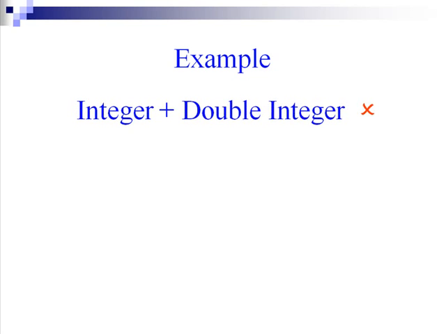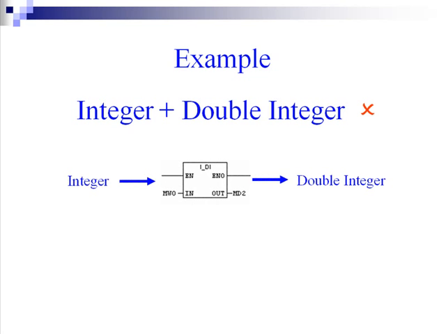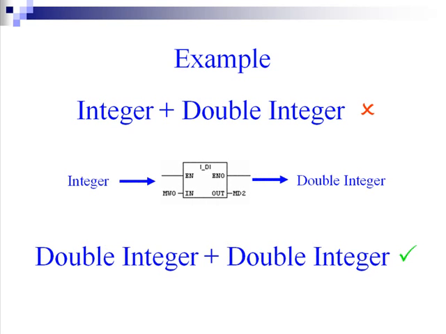First, assume that I need to add together two values. One is an integer, and the other is a double integer. Because there is no way to convert the double integer to an integer, I am forced to deal with both numbers as double integers. So, I would first convert the integer to a double using the IDI or ITD instruction. Then, they can be added as double integers.